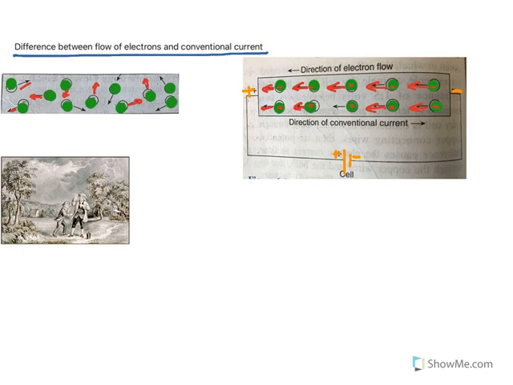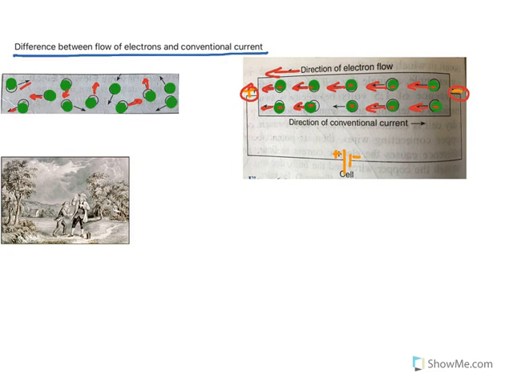So the direction of electron flow is here. So the electrons are flowing from the negative towards the positive. So remember this point, electrons actually flow from the negative to the positive, and hence an electric current has been established.